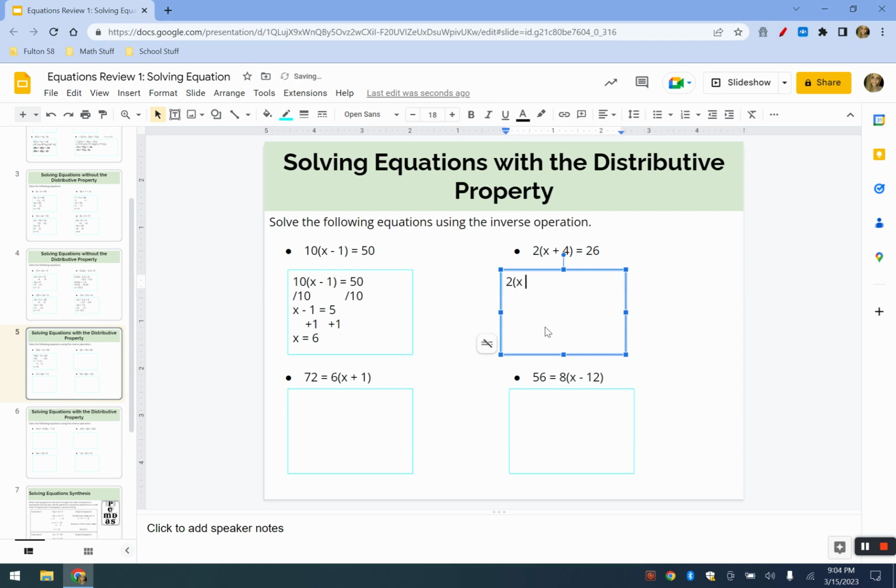2 times (x plus 4) equals 26. First step, divide both sides by 2. I'm left with x plus 4, what is inside the parentheses, and 26 divided by 2 is 13. Last step, subtract 4 on both sides. I get x equals 9.